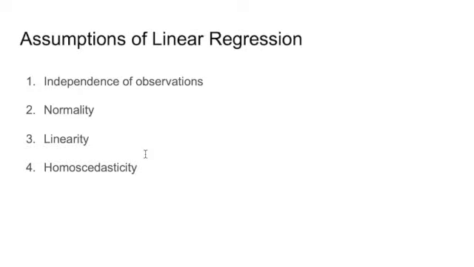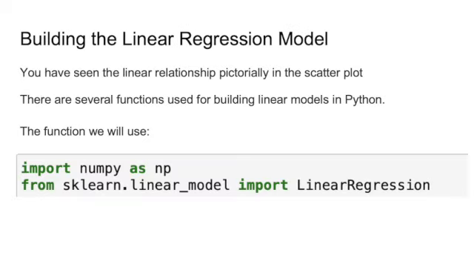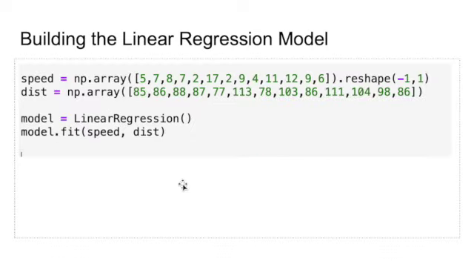Why do we need those images? Those images help us to understand the data at first, and they help us to check the 4 assumptions of linear regression. After we build the first images, we can build the linear regression model. So for example, you have seen the linear regression in the scatter plot, and there are several functions used in building linear regression models in Python. In our example, the functions we use are here. We have to import NumPy and import LinearRegression from the linear model. After that, we can build the linear regression model.